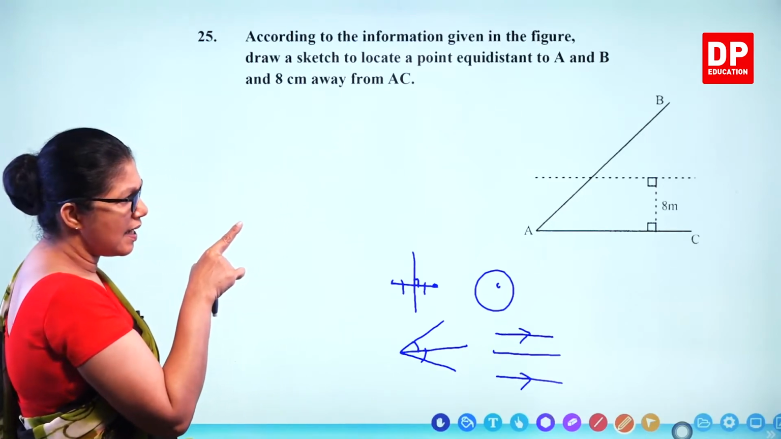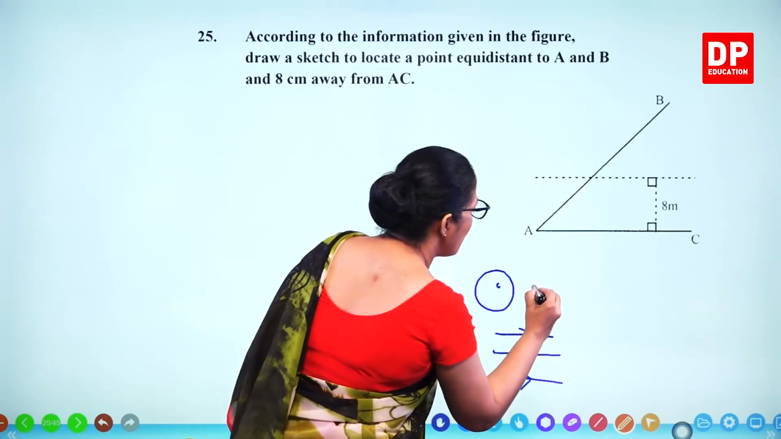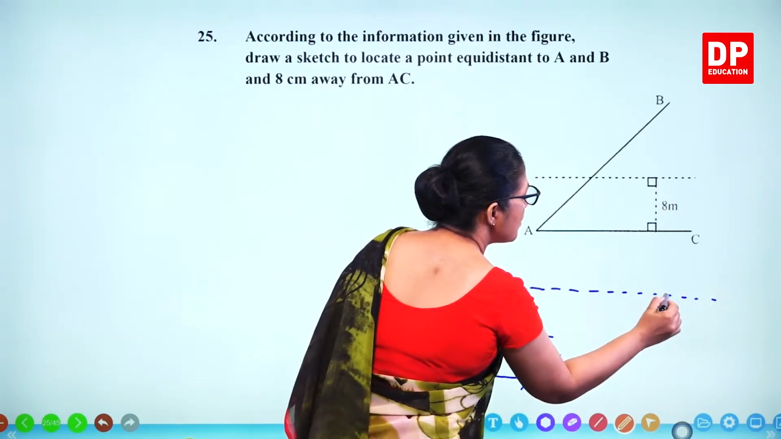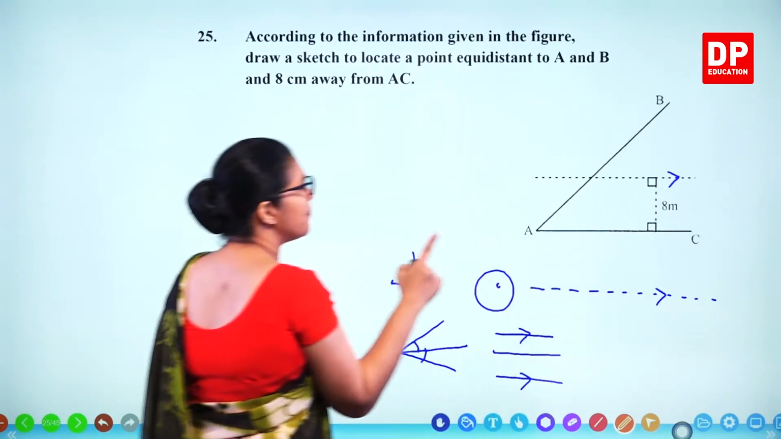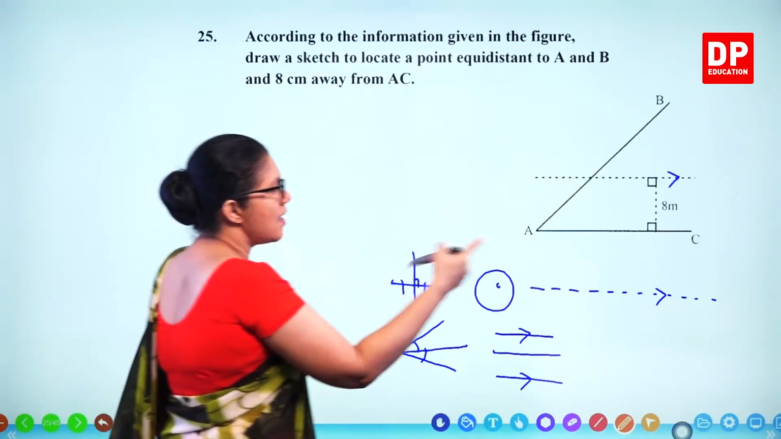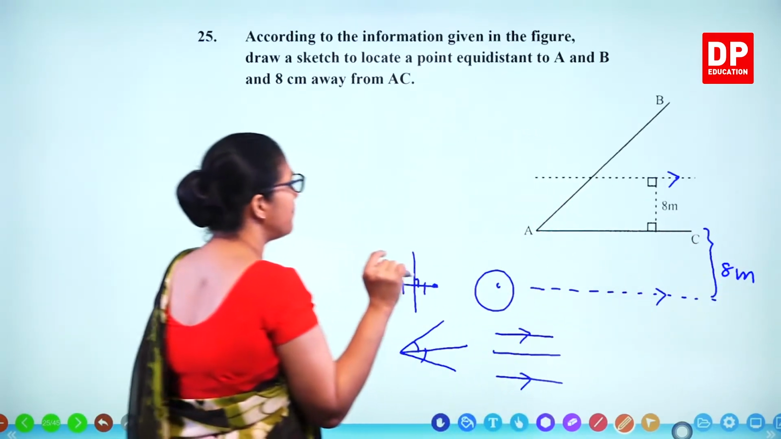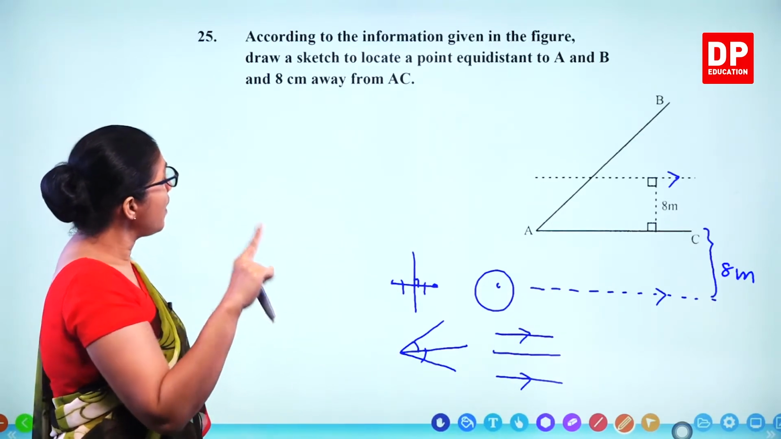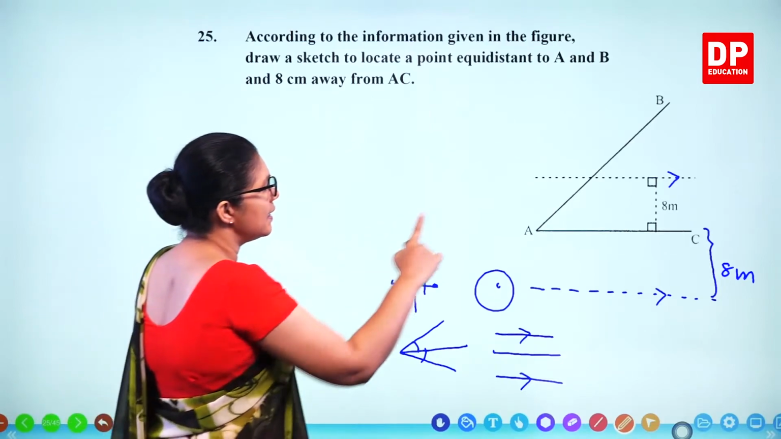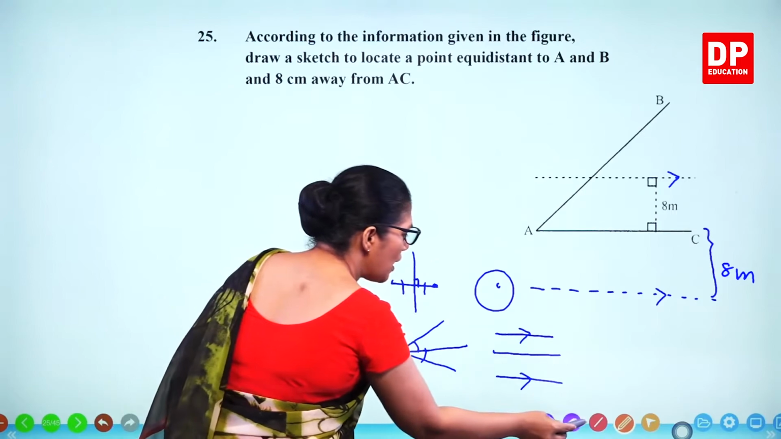Now here in this case only the above line is drawn. If you want, you can draw the line parallel to that below as well. But here it's just given 8 above. So this is 8 below also you can consider. Then equidistance to points A and B means perpendicular bisector. So what you have to do, you have to draw the perpendicular bisector.